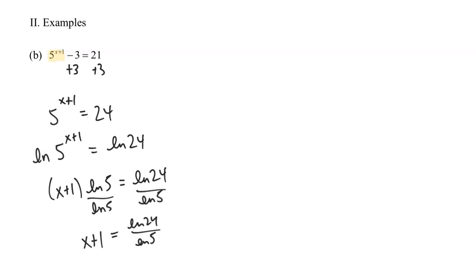You are more than welcome to go ahead and type that into the calculator if you want to. But if you want to leave it as an exact expression, that's perfectly fine as well. And so from there, we're ready to get x by itself by subtracting 1. So natural log of 24 divided by the natural log of 5, and then subtract 1, and plugging that into your calculator and rounding to 3 decimals should give you 0.975.